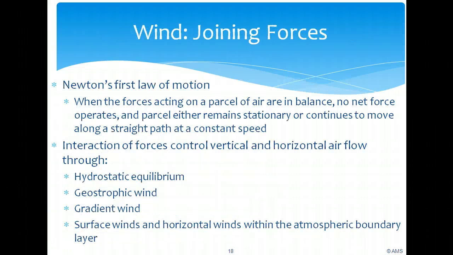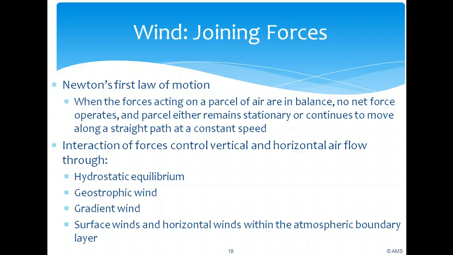So, to this point, we have examined forces operating in the atmosphere as if each one of the forces acted alone, independent of all the others. In reality, these forces obviously interact and govern both wind speed and direction. In some cases, two or more forces achieve a balance or equilibrium. From Newton's first law of motion, when forces acting on an air parcel are balanced, the parcel either remains stationary or continues to move along a straight path at a constant speed. When forces are balanced, the net acceleration is zero.